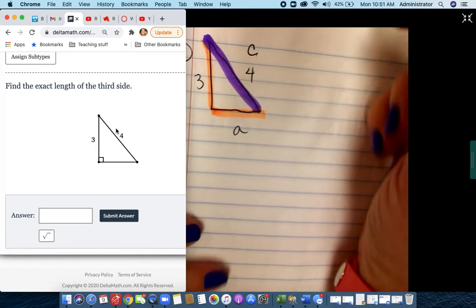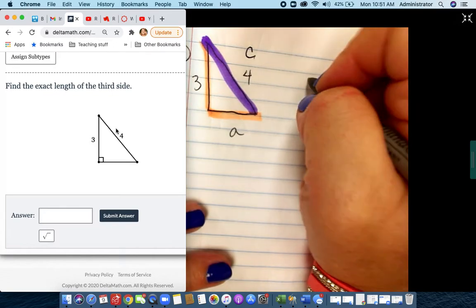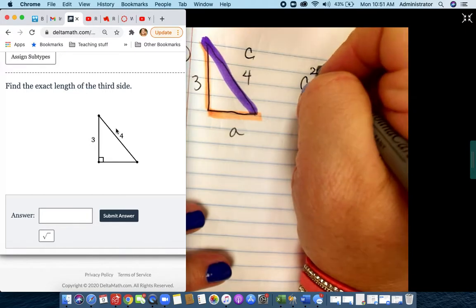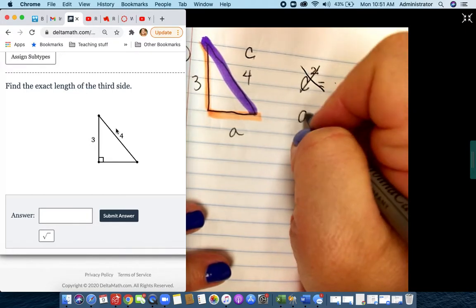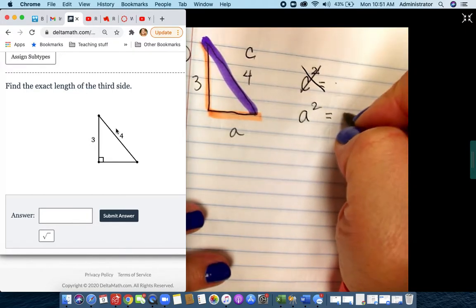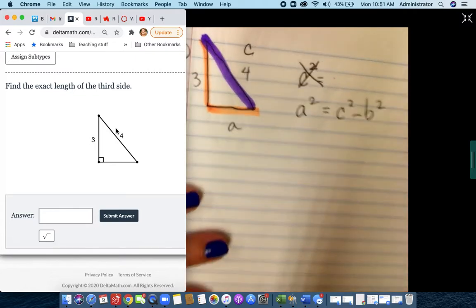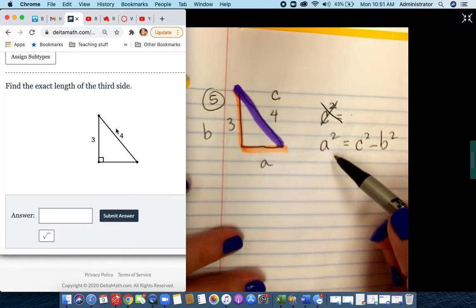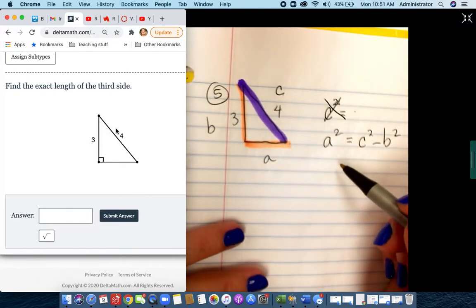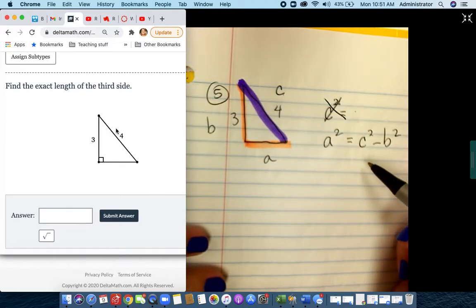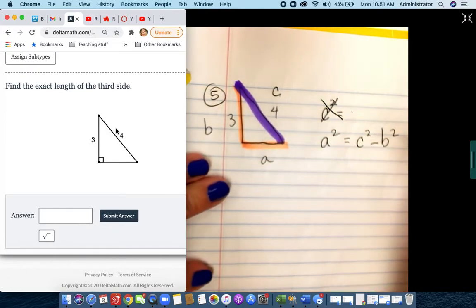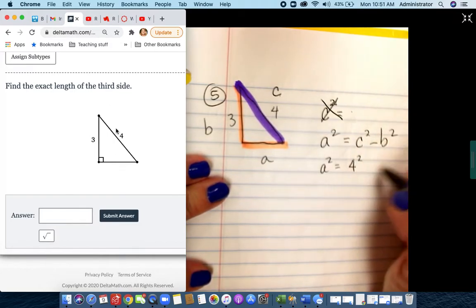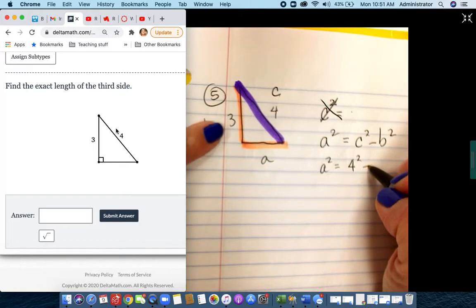The work we expect to see is you setting up your equation. So again, hypotenuse squared equals leg squared, so I'm trying to find A this time, will equal the hypotenuse squared minus the leg squared. I'll be real honest, my favorite is to just say H squared equals L squared minus L squared. If that's more helpful to you, you can. So A squared equals my hypotenuse squared, which is 4, minus the leg that I know, which is 3.